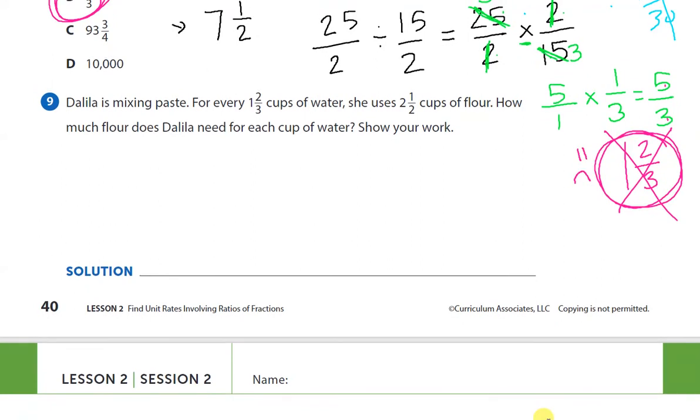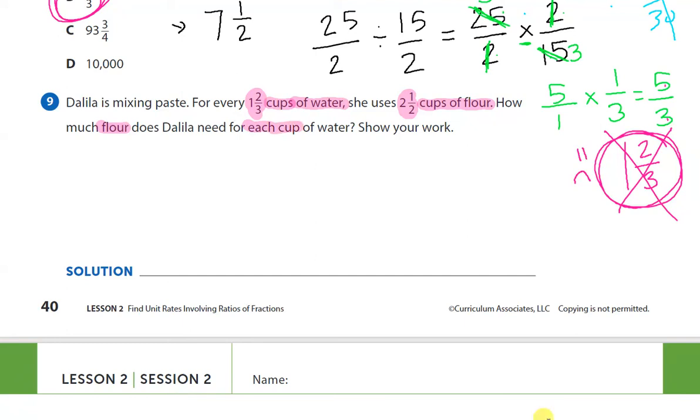Okay, last practice one to do together. And then I'm out of math to do for the day. Don't you feel sorry for me? I do. Okay, Dahlia is mixing paste. For every 1 2/3 cups of water she uses, she uses 2.5 cups of flour. How much flour does Dahlia need for each cup?